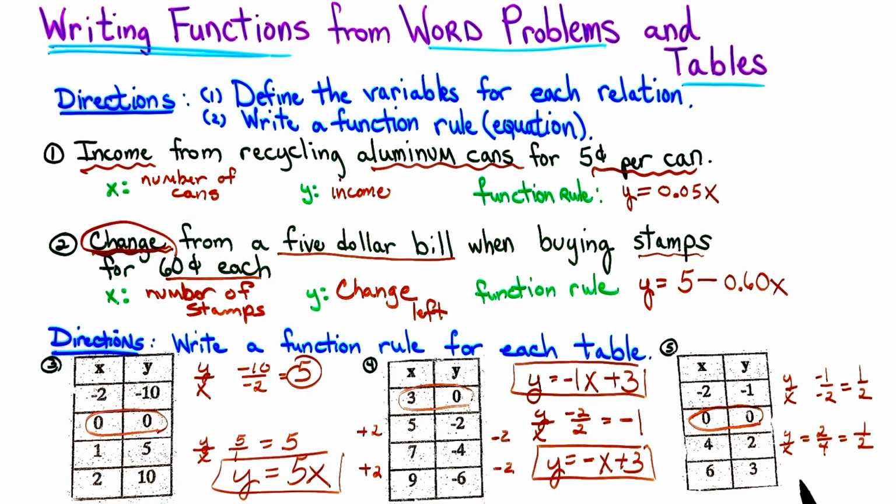So as I'm writing this now as an equation, y is going to be equal to 1/2 x. We do not have anything that's going to be tagging along here because it went through the origin of 0, 0. This is the function rule for the last problem that we have there.